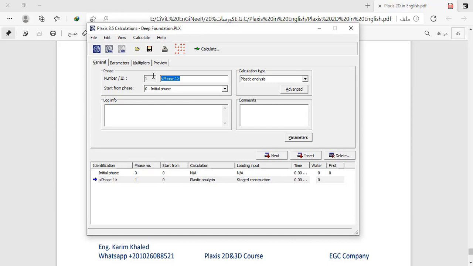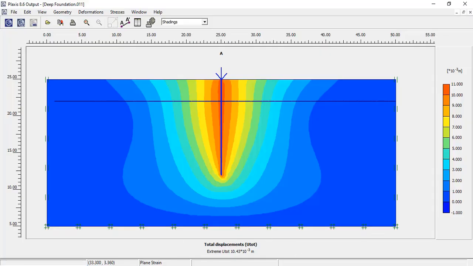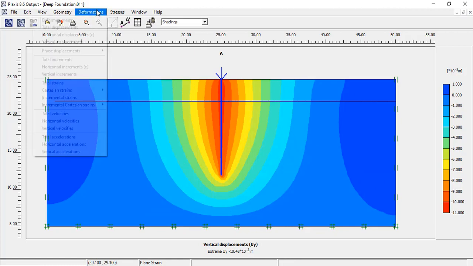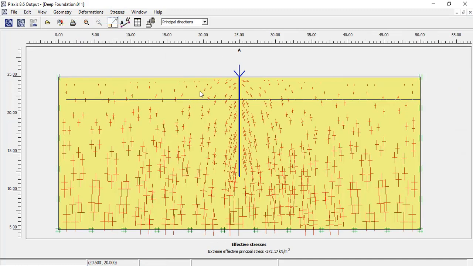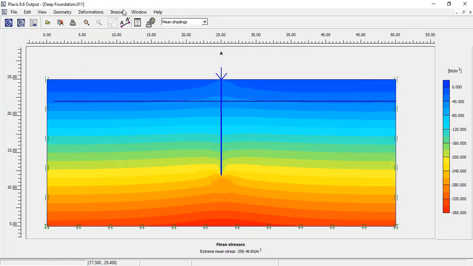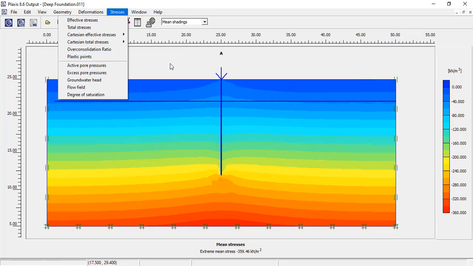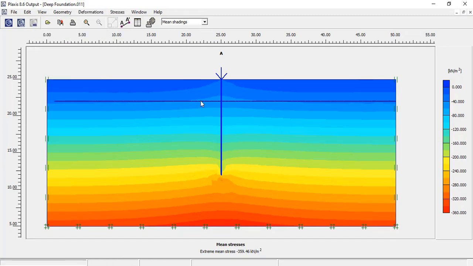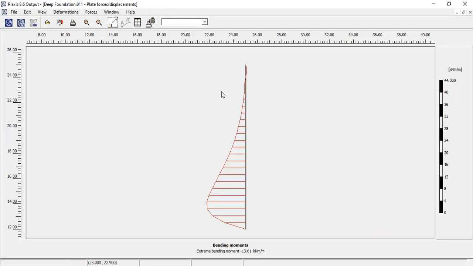My first phase is the pile. Get your total displacement from here, vertical displacement from here, stresses, effective stresses, shading, total stresses. Okay, you can click on the pile.